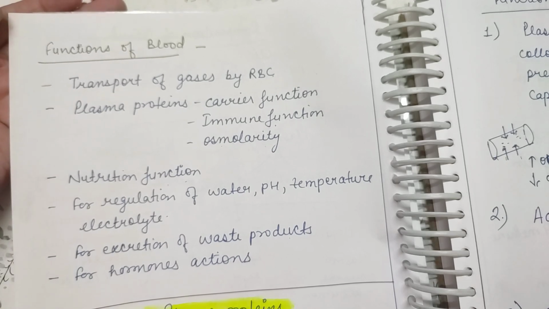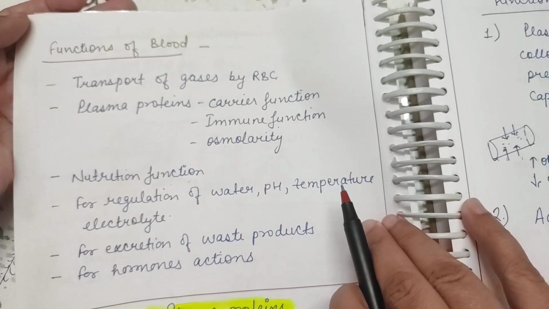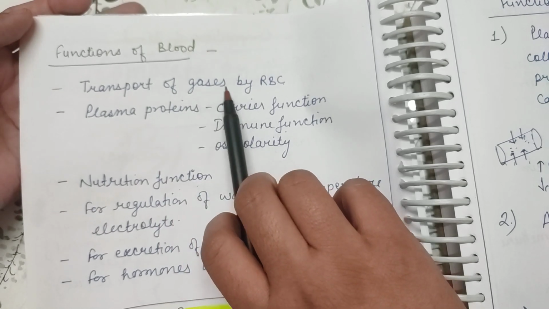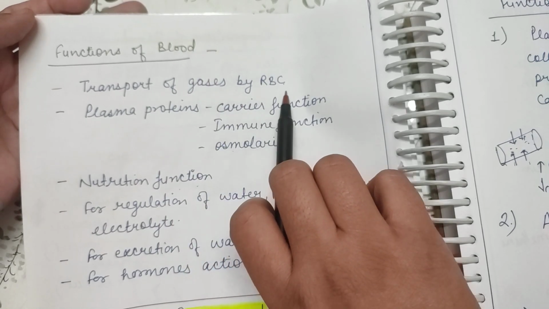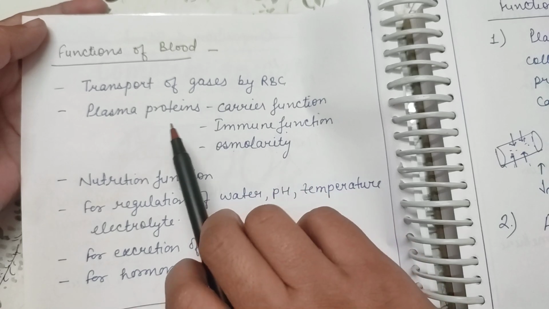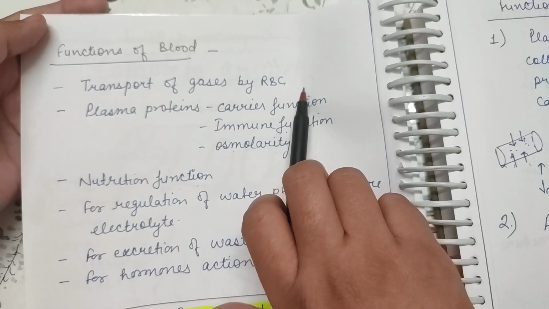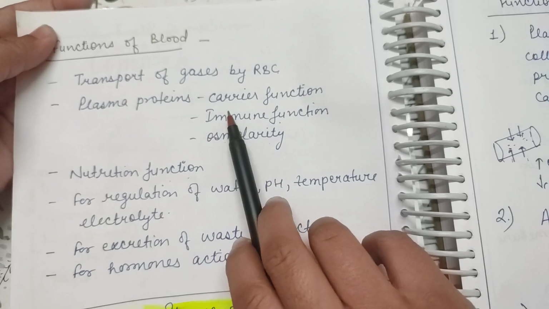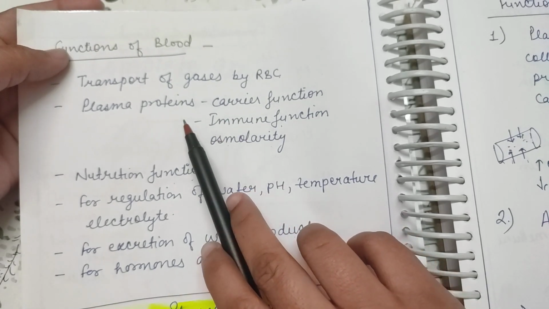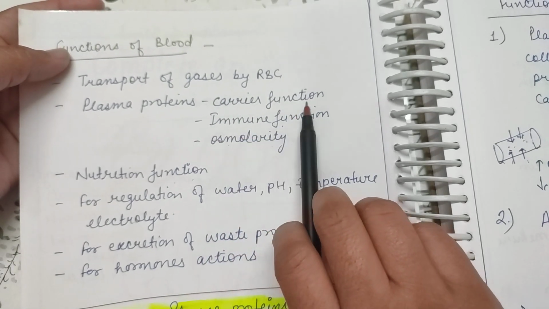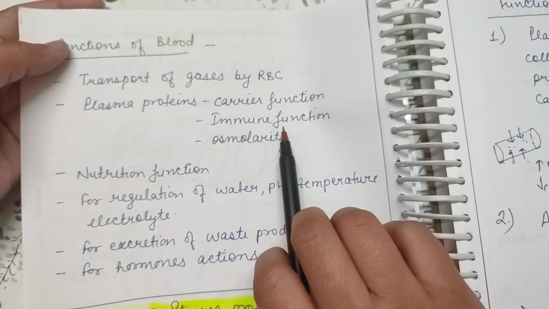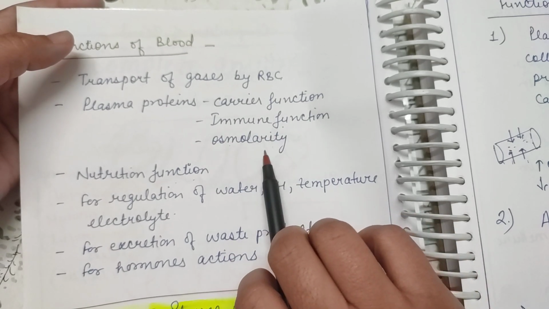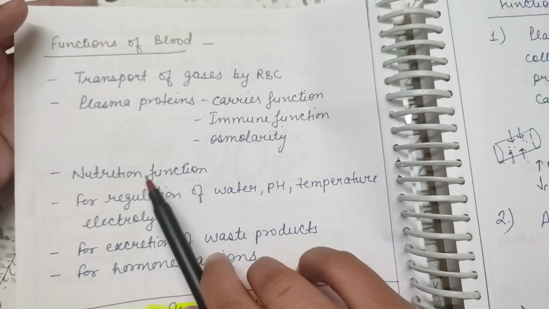Sometimes it can be asked, what are the functions of blood? So the function of blood, obviously, is transport of gases, the CO2 and oxygen, by RBCs in blood, from lungs to tissues and from tissues to lungs. Then we have plasma proteins, which play lots of roles. They act as a carrier, they play a role in immunity, immune function. They also maintain osmolarity, right?